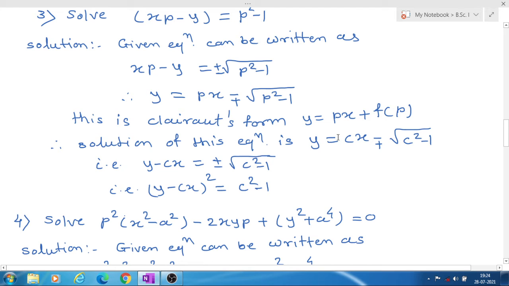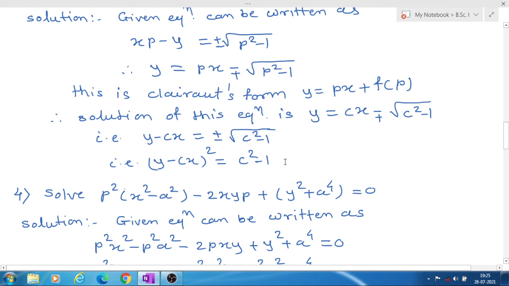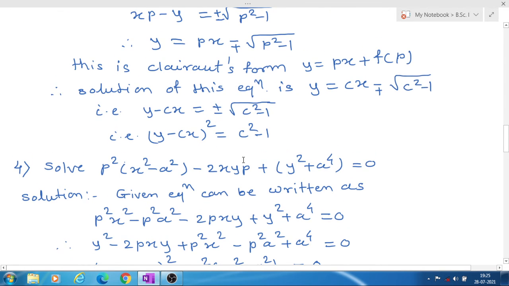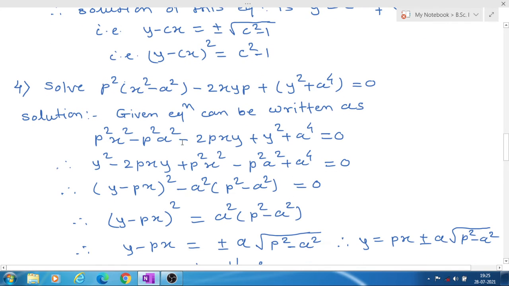Now this is Clairaut's form, y is equal to px plus f of p. Therefore, its solution is y is equal to cx minus or plus root c square minus 1. So if we take cx on the LHS, then y minus cx is equal to plus or minus root c square minus 1. Squaring on both sides, we get (y minus cx) bracket square is equal to c square minus 1. So this is how we can solve an equation which is Clairaut's equation.